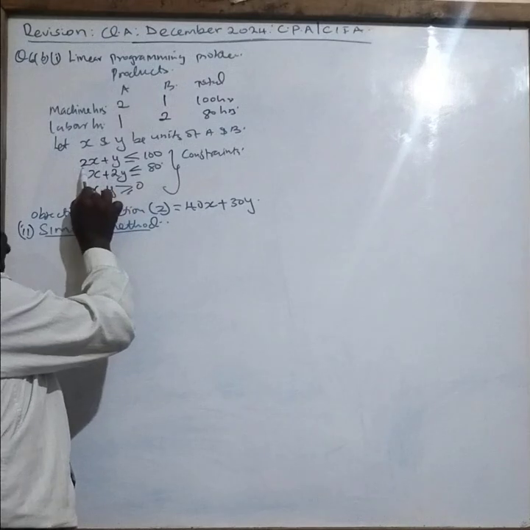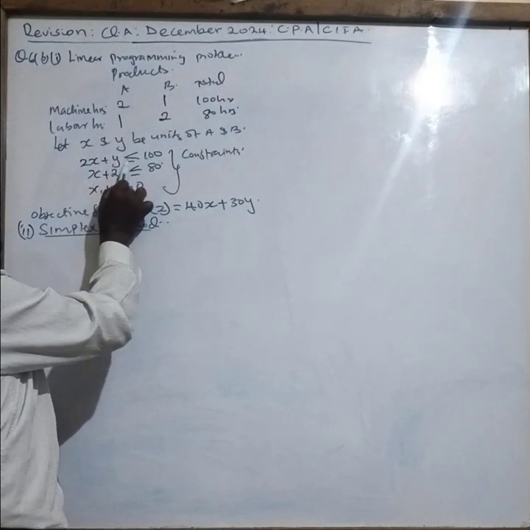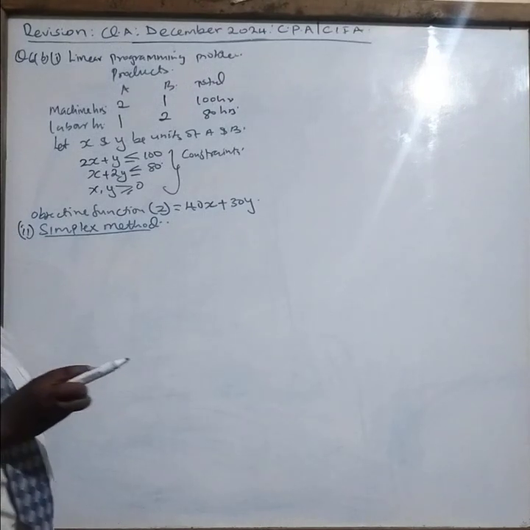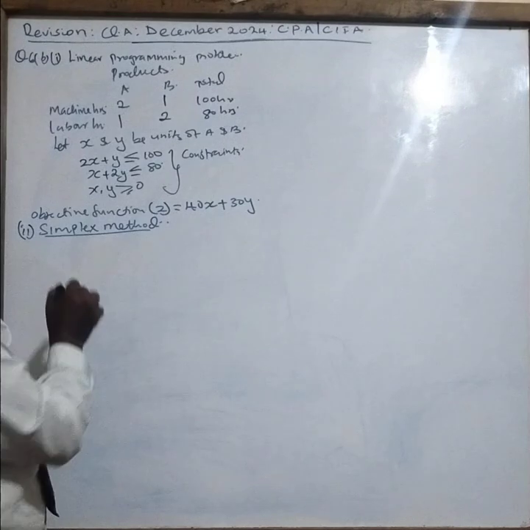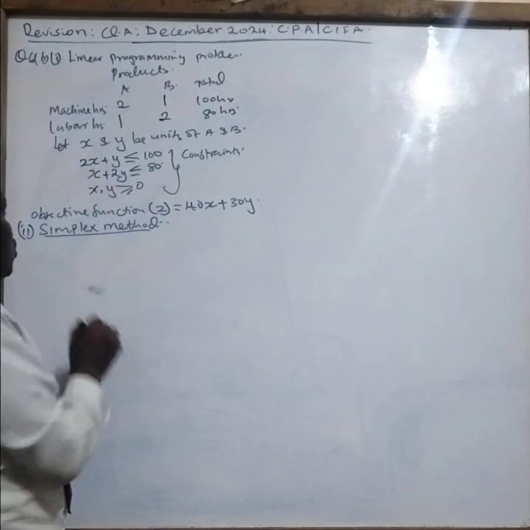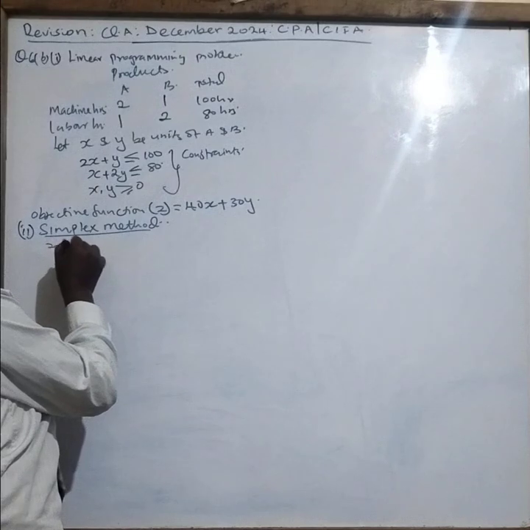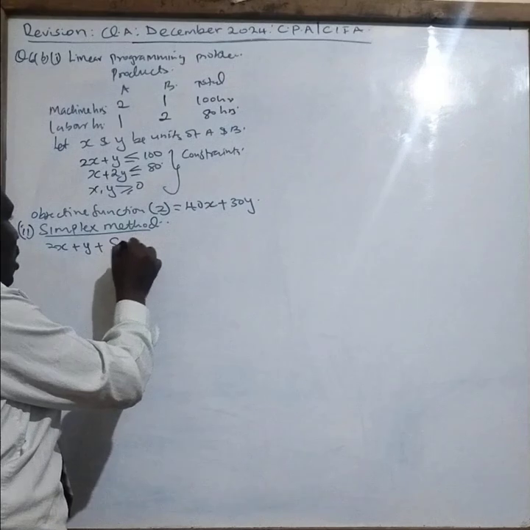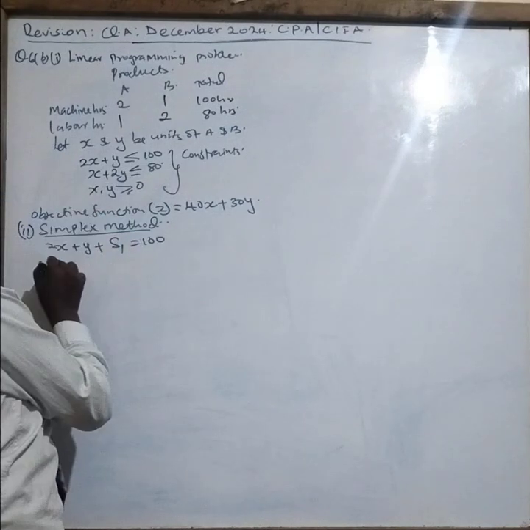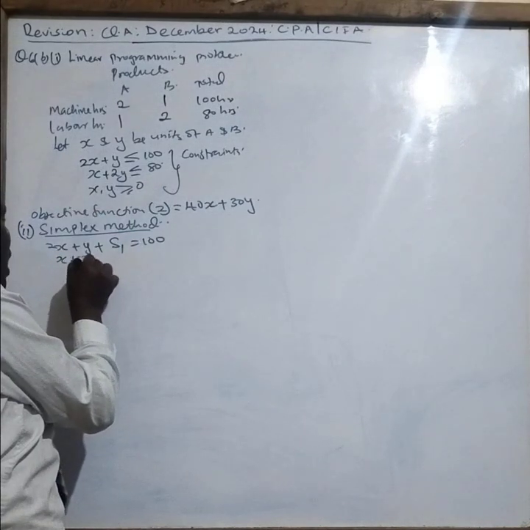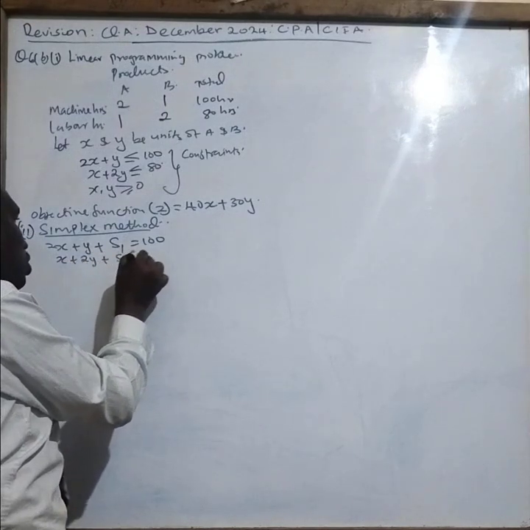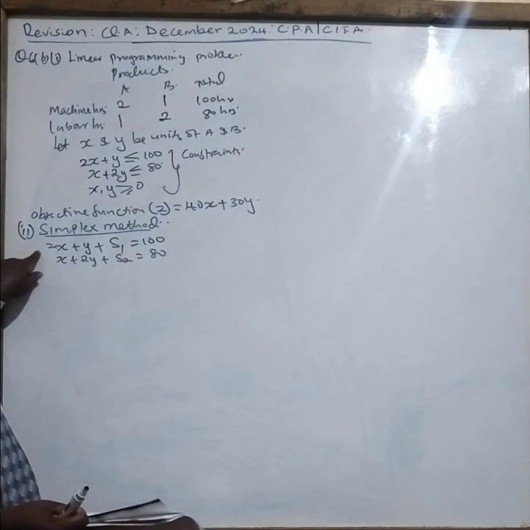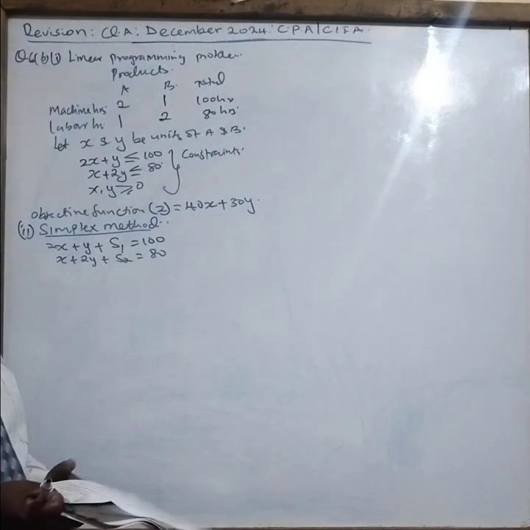So if we say 2x plus y plus something should be equal to a value, that something we are adding here is what we call a slack. Therefore, to convert this into an equation, it will be 2x plus y plus slack 1, which is s1, should give me now 100. The other one is x plus 2y plus slack 2, should give you what? 80. The first slack will go to the first inequality. The second slack will go to the second inequality.